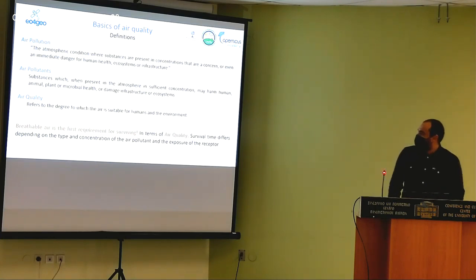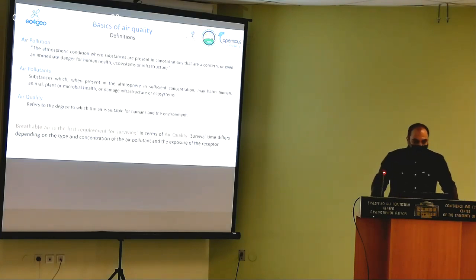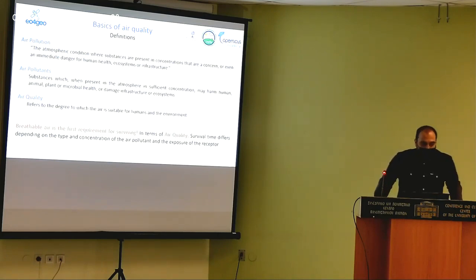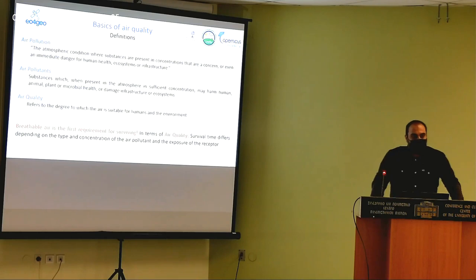Air pollution is the atmospheric condition where substances are present in concentrations that are a concern or even an immediate danger for human health, ecosystems, and infrastructure. These substances are called air pollutants, and air pollution and air pollutants combine to define air quality, which refers to the degree to which the air is suitable for humans and the environment.